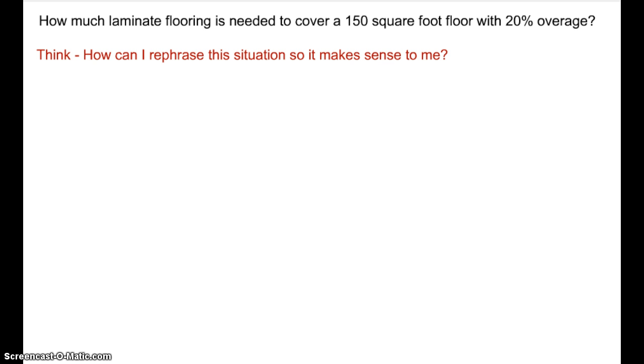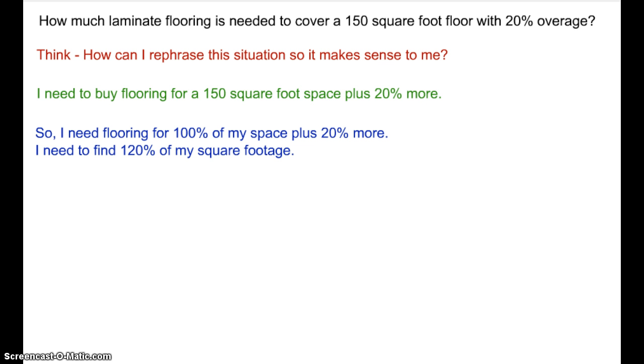So the first thing that you want to do is think, how can I rephrase this situation so that it makes sense to me? So rephrase the situation and put it in your own words. The words that I chose were, I need to buy flooring for a 150 square foot space plus 20% more. So really what that means is I need flooring for 100% of my space, but I also need 20% extra. So really the percent that I'm looking for is 120%.